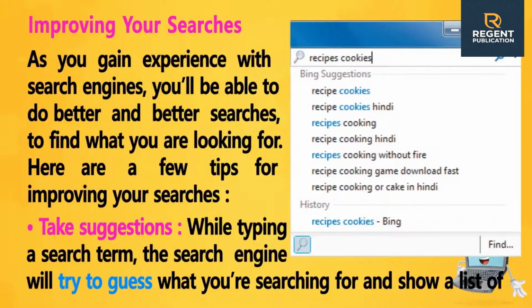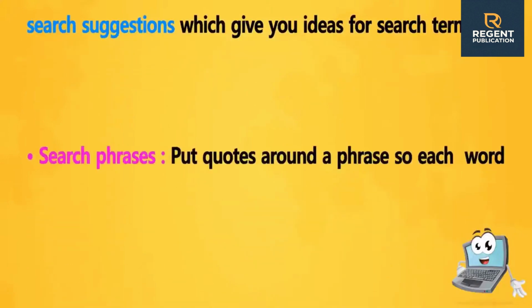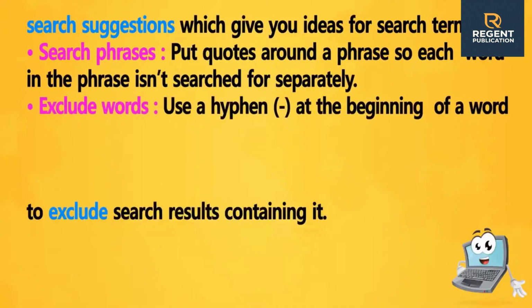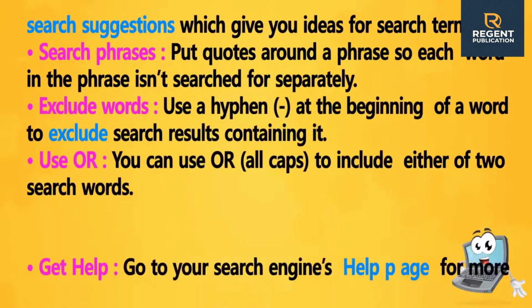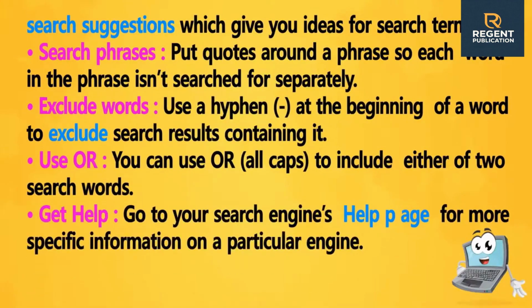Taking suggestions. While typing a search term, the search engine will try to guess what you are searching for and show a list of search suggestions which give you ideas for search terms. Search phrases. Put quotes around a phrase so each word in the phrase isn't searched for separately.